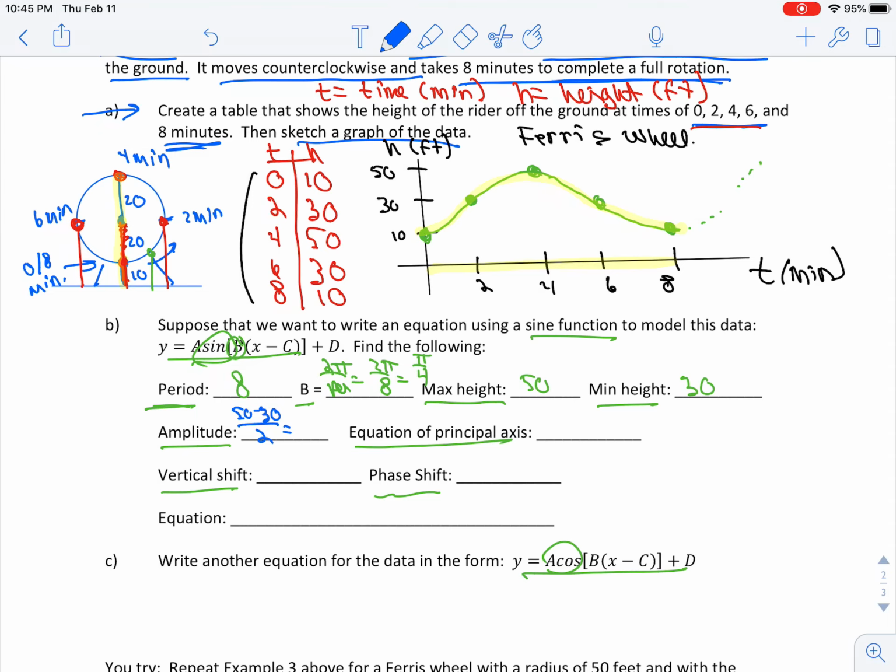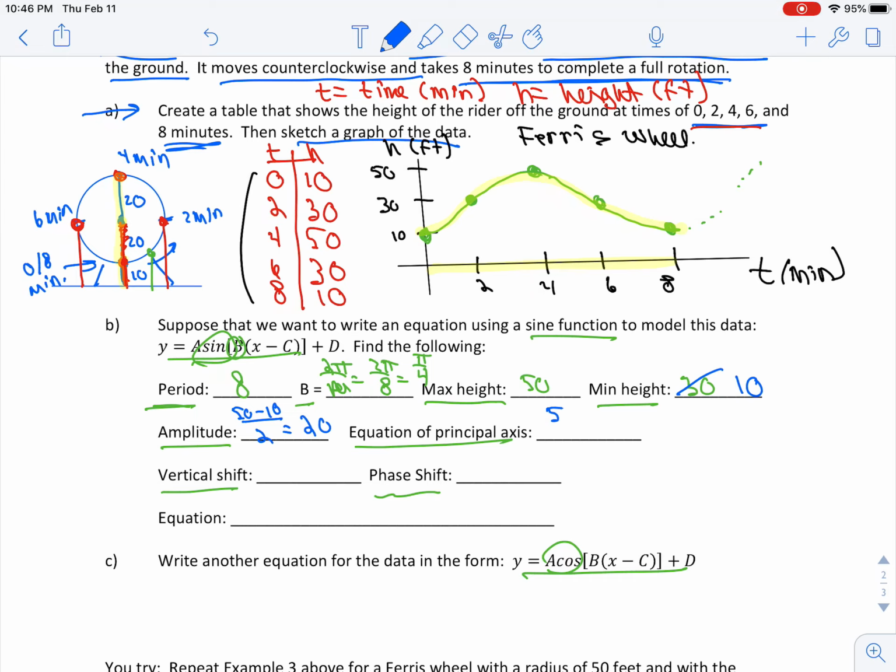No, I'm sorry. 50 minus 10 divided by 2. So that's 40 divided by 2, which is 20. The equation of the principal axis, remember, is the, back here, I wrote the wrong value here. Sorry, minimum height is 10.